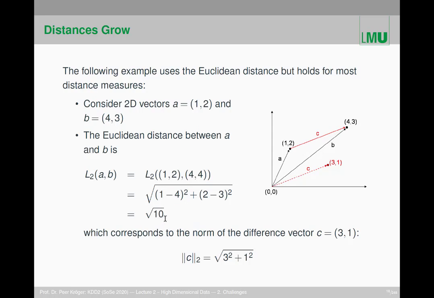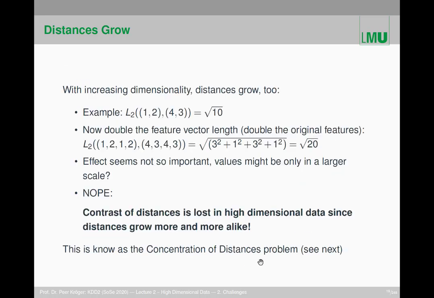So it's the square root of 10 numerically, which corresponds to the norm of the difference vector C. This is the vector between A and B, which can be projected down here, and this is the length actually. So the distance between A and B is the length, which is usually computed by the norm of this vector here. So the norm is the same as here. Okay, so have a look at the norm.